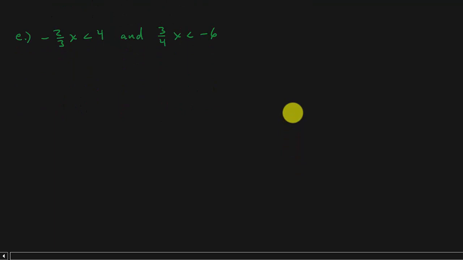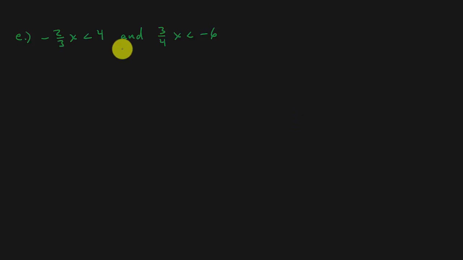All right, so this one's separated by "and". So let's solve it. This one's a little different. I mean, well, not really. I wouldn't say different, but of what we're going to do. So normally when we see fractions, we multiply through by the common denominator, right?